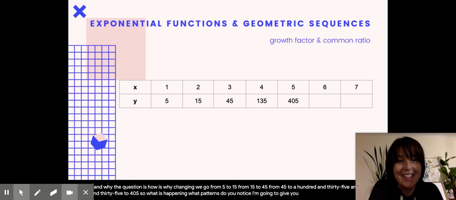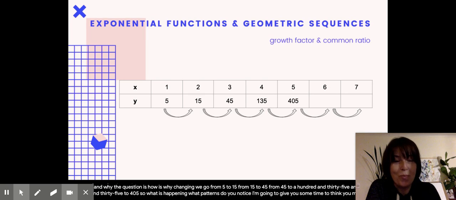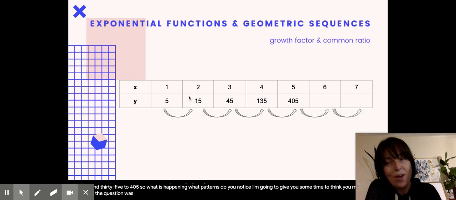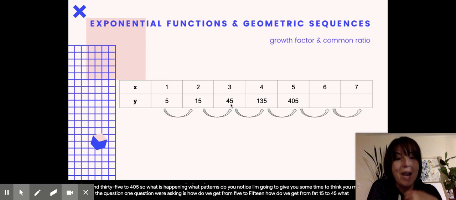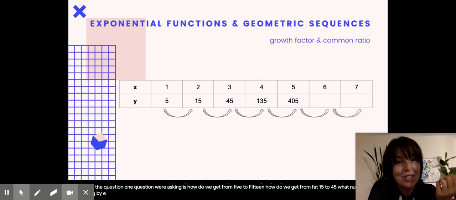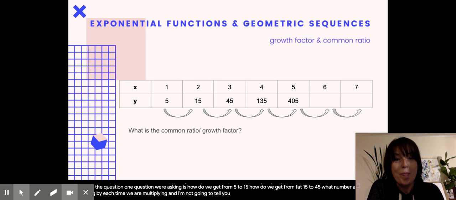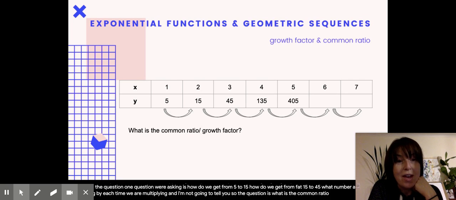I'm going to give you some time to think. Now, one question we're asking is, how do we get from 5 to 15? How do we get from 15 to 45? What number are we multiplying by each time? We are multiplying. And I'm not going to tell you. So the question is, what is the common ratio or growth factor?